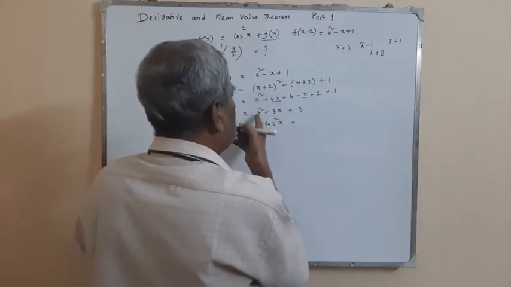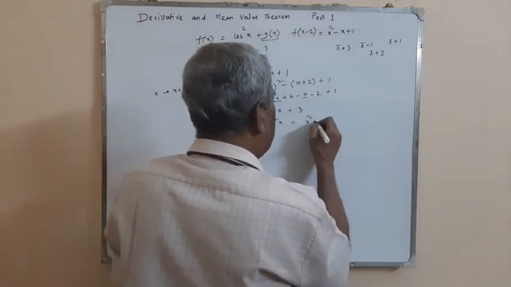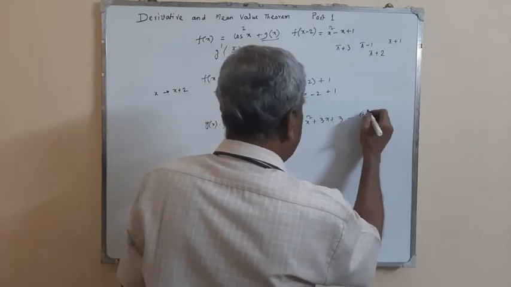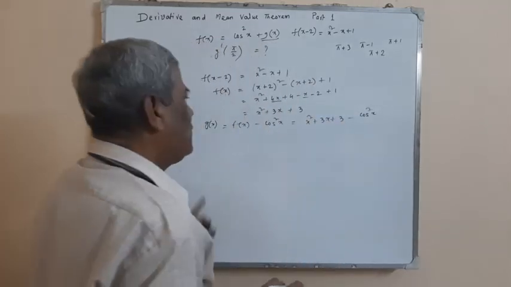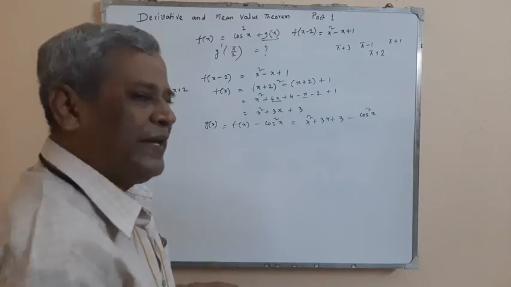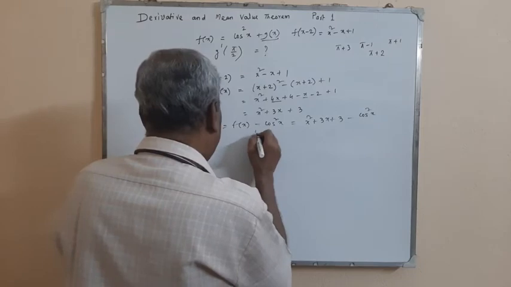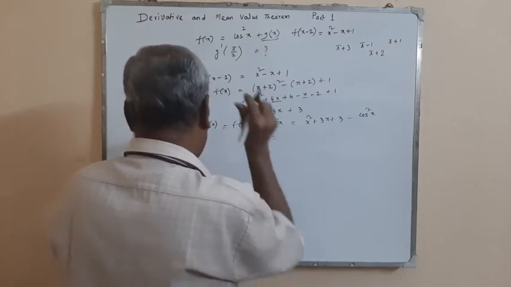f(x) is x square plus 3x plus 3 minus cos square x. So this is our g(x). Now very easily we can differentiate.